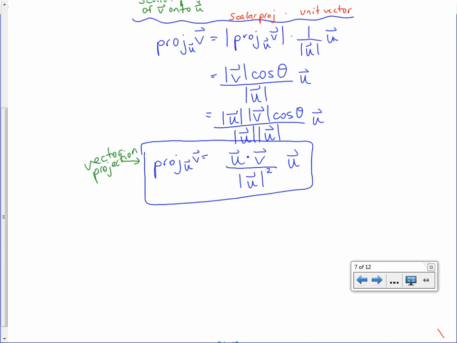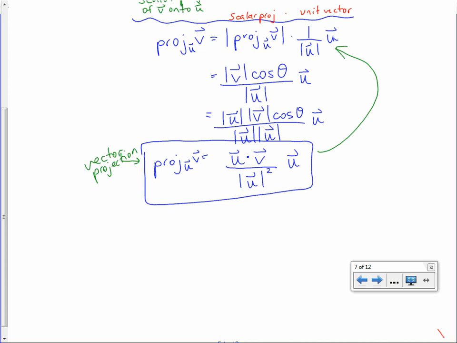Okay? It's built by taking the magnitude of the projection and multiplying it by a unit vector. So we've talked about unit vectors. A unit vector is a vector that is 1 unit long and goes in the same direction as a certain vector. Okay? So this is what that is right there.